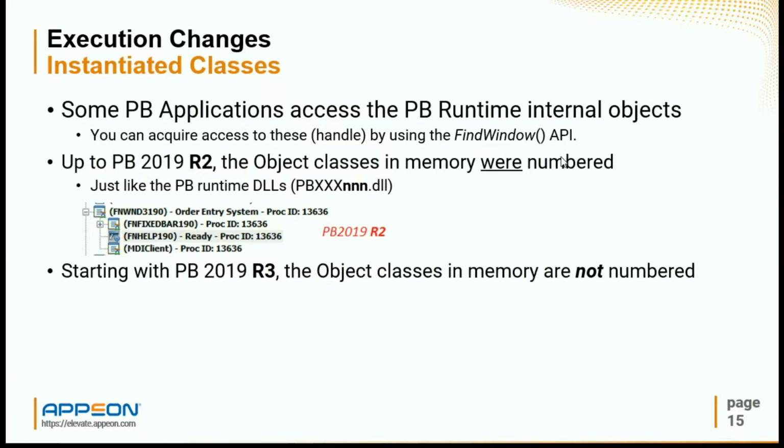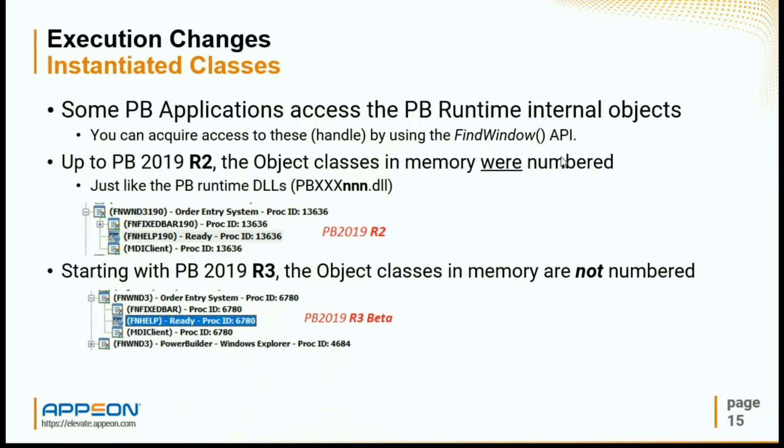However, starting in revision number 3, object classes in memory are not numbered. So if we did a memory search at this point, you'll see that the fix bar, which is the pointer to the MDI frame micro and menu toolbar, we also have a pointer to the micro help bar, but now it just says fnhelp, not fnhelp190. So this will continue in revision number 3 and forward.